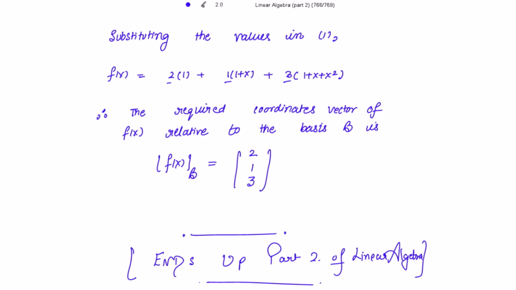So here ends part 2 of the linear algebra, and I will be starting the new part of linear algebra, having the content row space and row rank of a matrix. That will be your third part of the linear algebra.